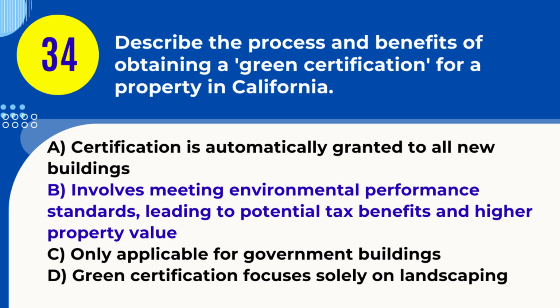Answer. B. Involves meeting environmental performance standards, leading to potential tax benefits and higher property value. Explanation. Obtaining a green certification for a property in California involves meeting certain environmental performance standards. This can lead to benefits like tax incentives, increased property value, and reduced energy costs.